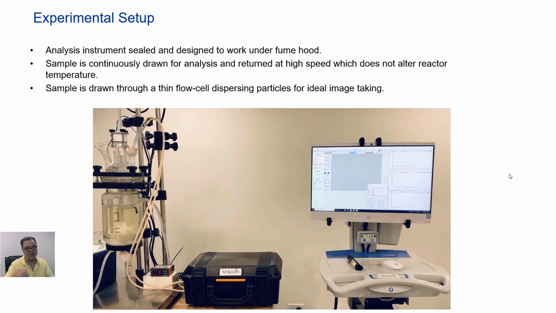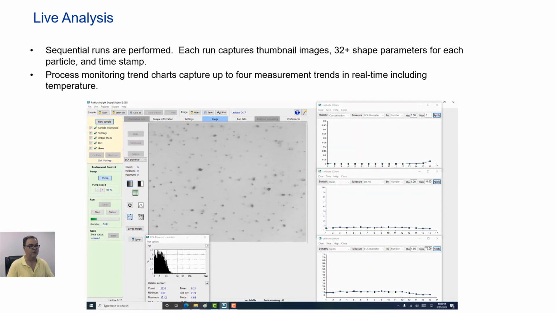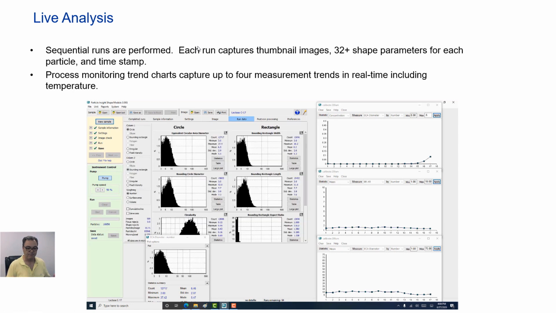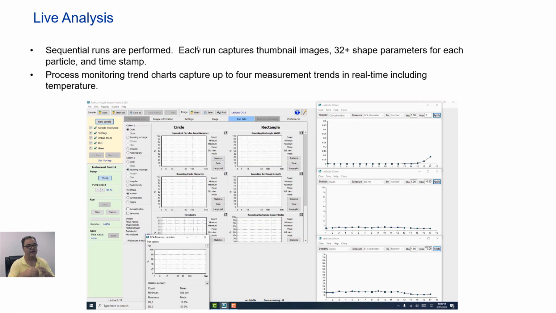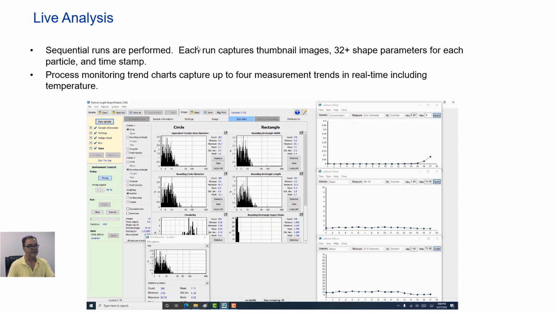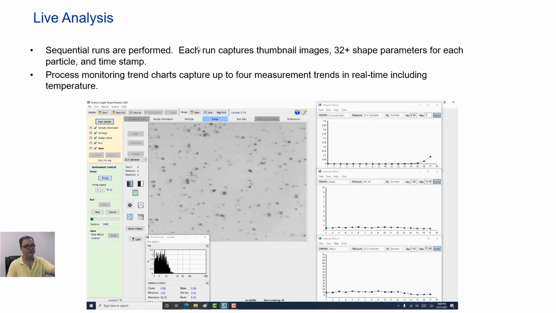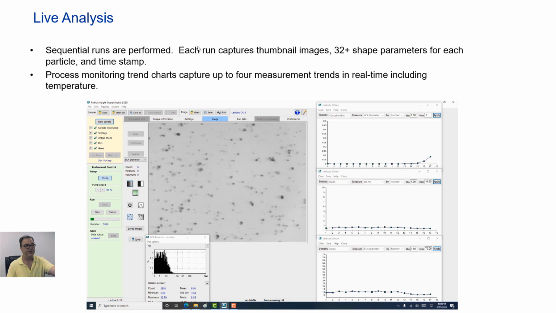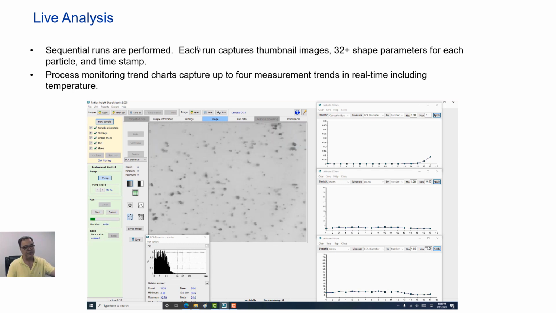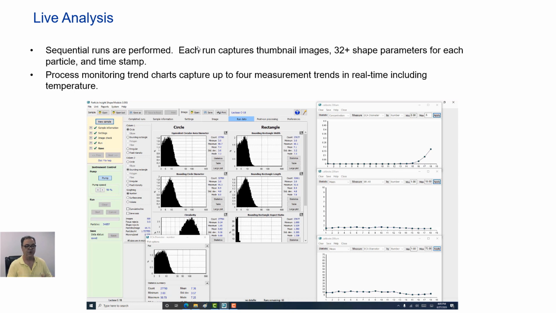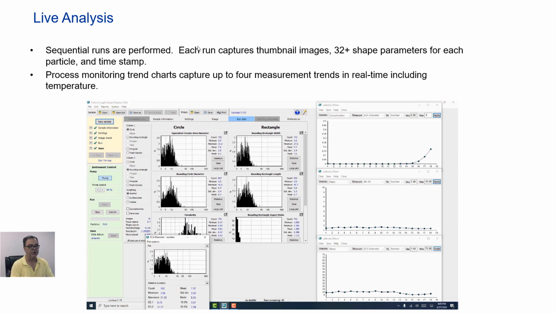To look a little bit more at what the actual instrument does as far as the live view, here's a good example of what the live view is doing. The live view shows that we have here on the right hand side the trend charts, we have histograms, and then we have the actual images being taken. The images being taken, as you can see, are somewhat dispersed, and as time goes on, you'll notice that the crystals are getting larger and larger.